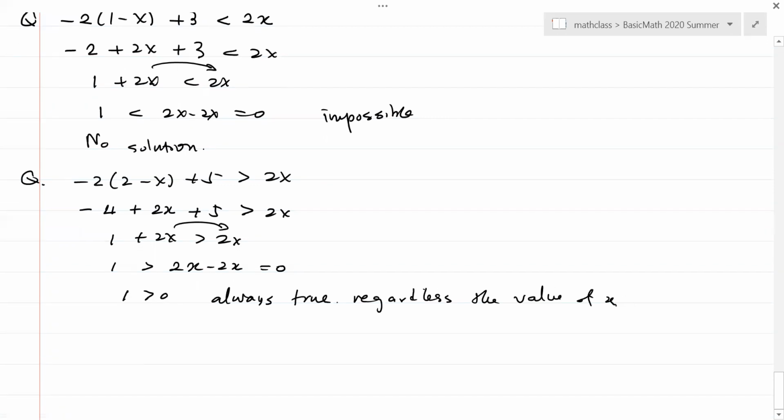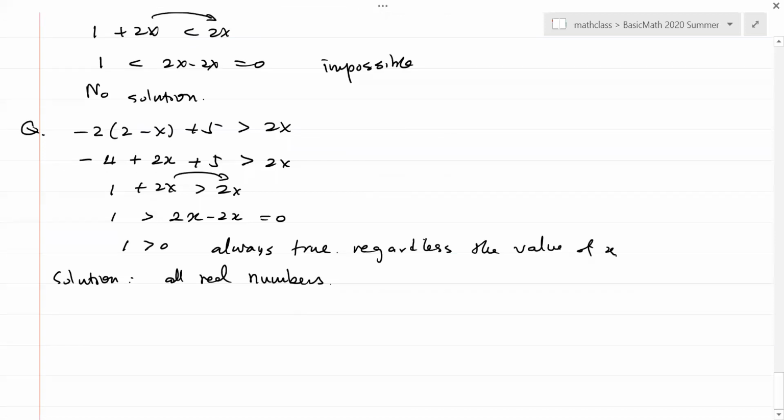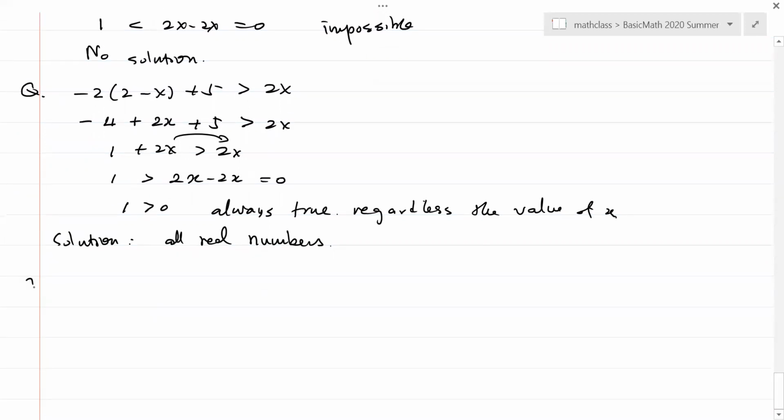Now what does that mean? That means x can be any number, okay? So the solution will be all real numbers, okay? There are infinitely many solutions here. Any real number is a solution. Clear? Okay.